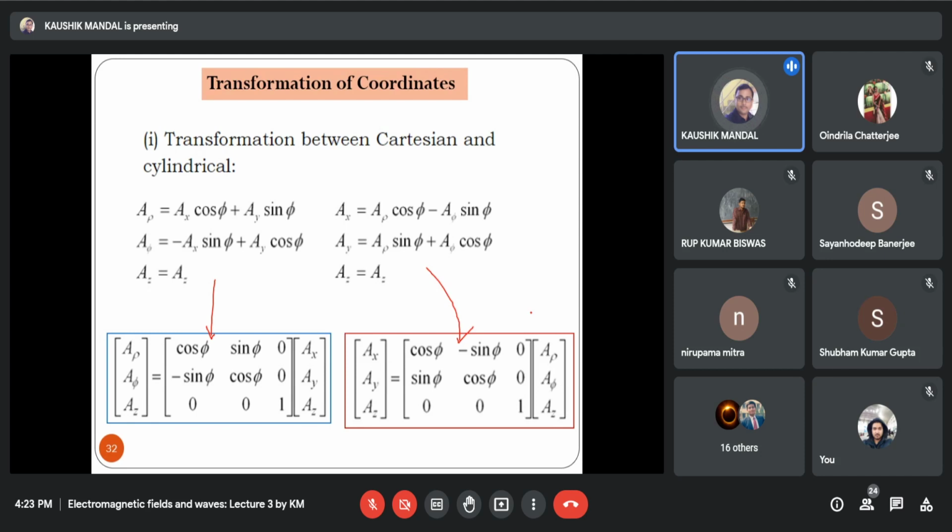So to transform from Cartesian to cylindrical or from cylindrical to Cartesian, you have to use this set of equations, as well as you have to consider the geometry. You have to basically memorize the geometrical structure of the cylindrical coordinate system and the corresponding unit vector representation. Unit vector representation is very important to solve problems related to coordinate transformation.